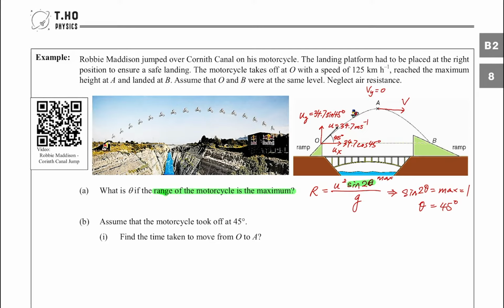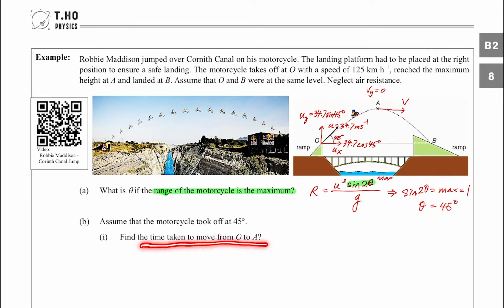So what is happening is that after the motorcycle goes up, it will decelerate. So it will go up slower until the upward speed becomes 0. And this is the moment when it comes to the highest point, and this is point A.